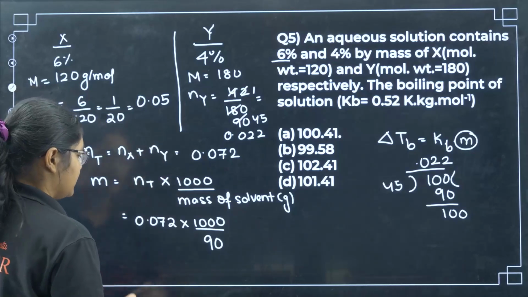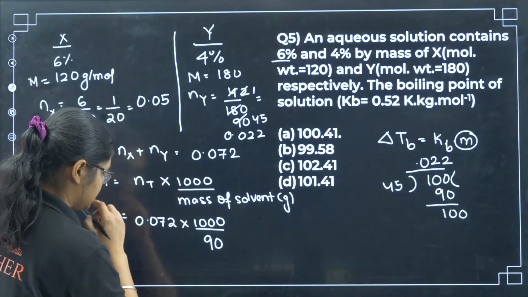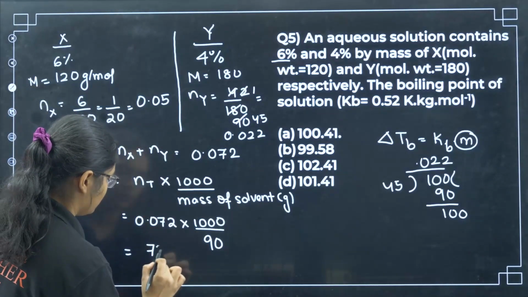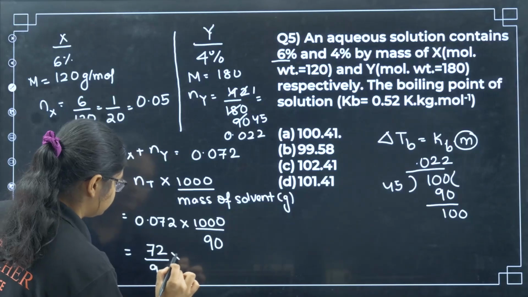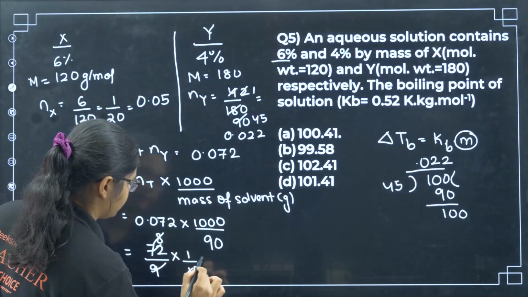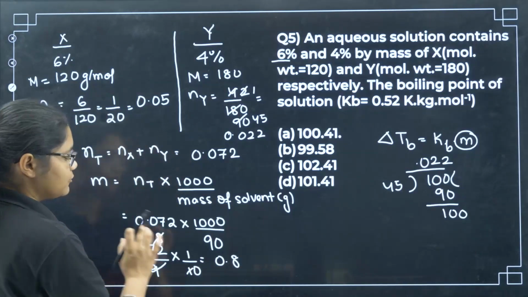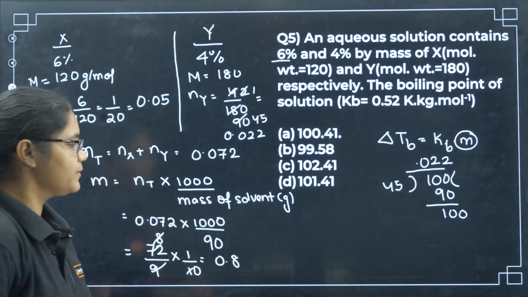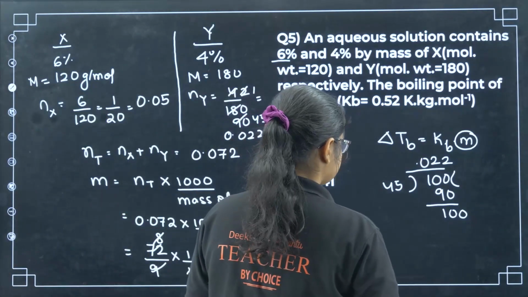Okay, now I can just multiply this 1000 here. So I will get 72 by 90. Okay, so 9 8s are, I will get 0.8. So what's the molality I am getting? 0.8. Now let us solve this part.